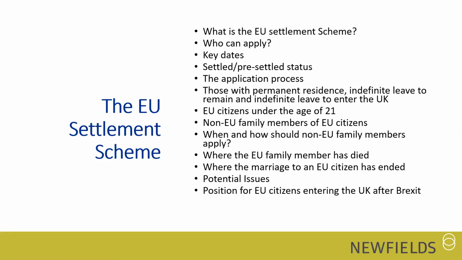So this is just a summary of what we'll be covering today. What is the EU settlement scheme, who can apply, some key dates, some information about what the different outcomes mean, the application process, and some of the specific requirements for children, non-EU family members, those non-EU family members whose circumstances have changed in relation to their EU sponsor, the issues that we found from helping individuals through this application process, what some of the barriers and the obstacles are, so that people can be aware of what to expect potentially, and the position of EU citizens entering the UK after the end of the transition period, which is currently set at 31st of December 2020.